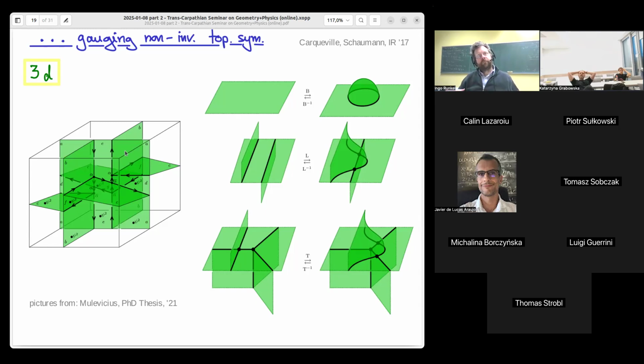Then, because my conditions ensure that the precise choice of foam doesn't matter, that's the same as evaluating my new theory on the given manifold. Right? And that theory I call the gauged theory. And if you were to do this in the finite group example, it's indeed gauging a finite group symmetry.